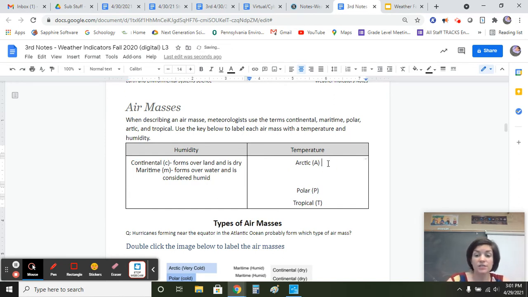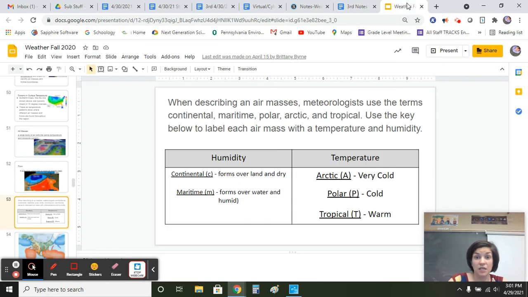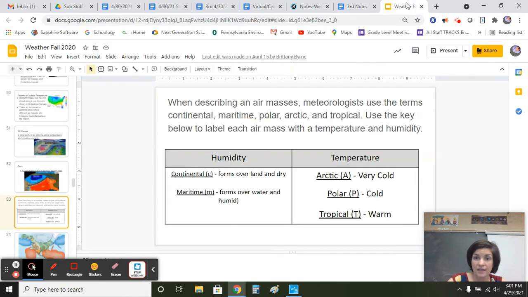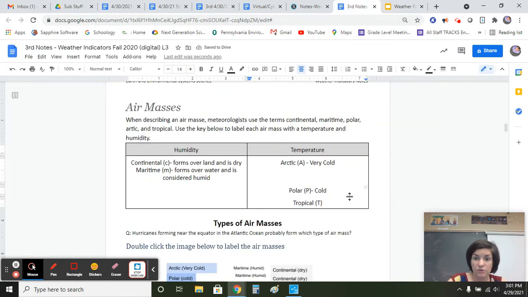All right, Arctic, this is going to be very cold air. Polar is just regular cold, I guess. And then T is warm. Tropical is warm air, from the equator.